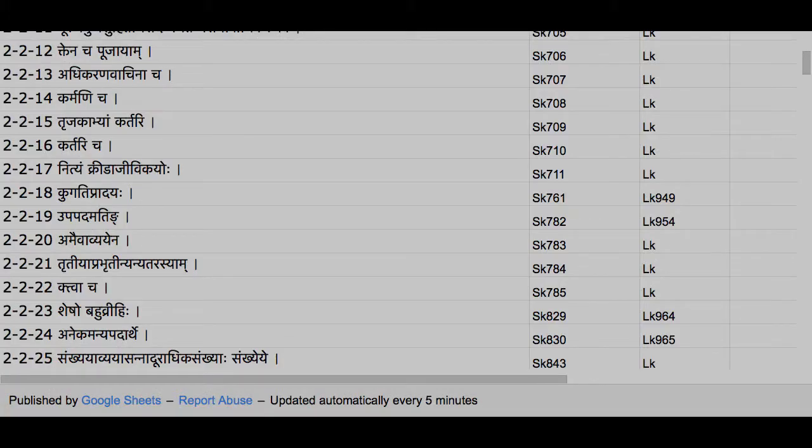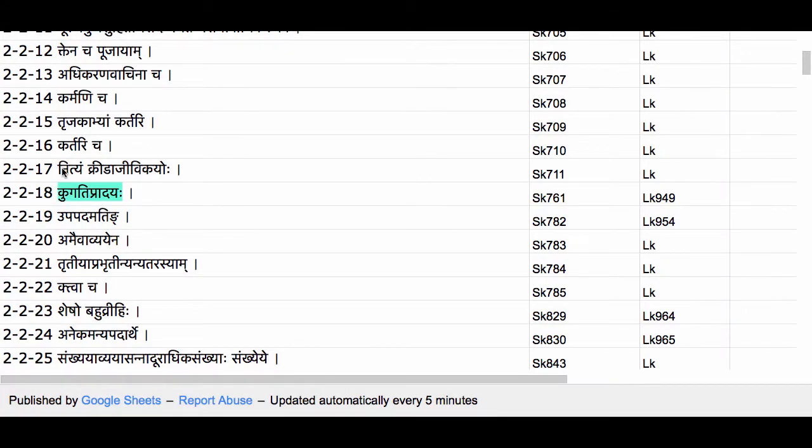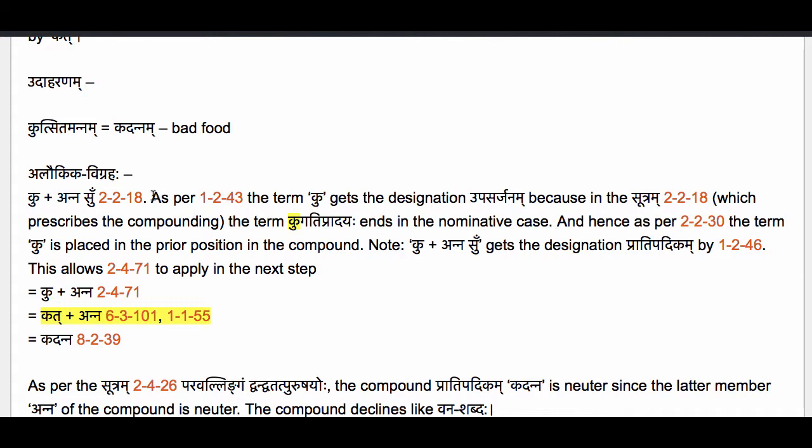And we know that this is a nitya samasaha because in the laukika vigraha we have to use a term which is not in the compound itself. So we cannot say ku annam. We have to say kutsitam annam. Anuvritti of nityam coming down from 2.2.17 down to 2.2.18. Now as per 1.2.43, Prathamanidrishtam samasa upasarjanam, the term ku gets the designation upasarjanam because in the Sutram 2.2.18, which prescribes the compounding, the term ku gati pradayaha ends in the nominative case, and hence as per 2.2.30 upasarjanam purvam, the term ku is placed in the prior position in the compound.